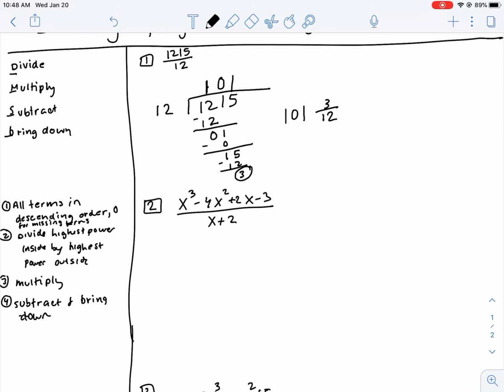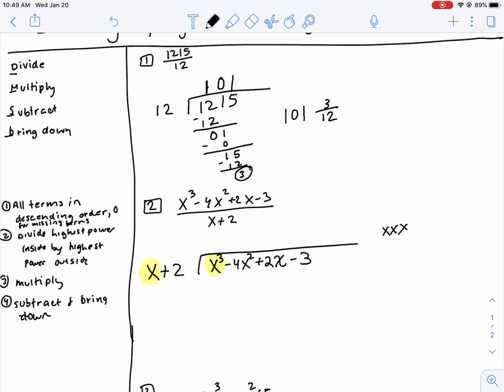So this is the same idea we're going to use when we do polynomial divisions. We're going to divide, multiply, subtract, and bring down. So we're going to divide the bottom into the top here. Make sure that your terms are all from biggest power to smallest, and any term that's missing, put a 0 in its place. So now we're going to divide the highest power by the highest power.